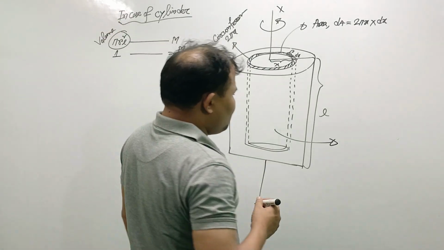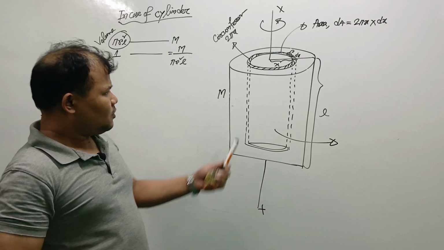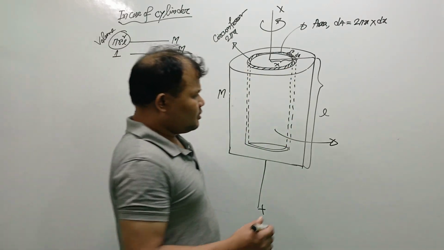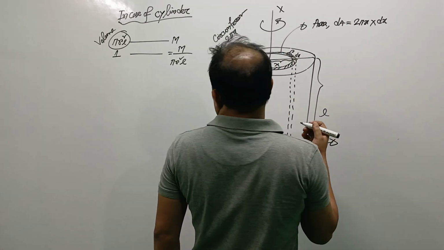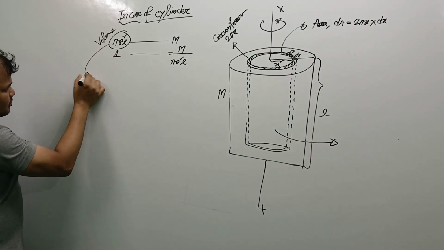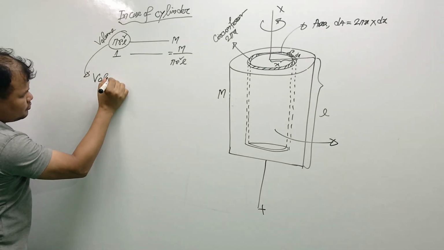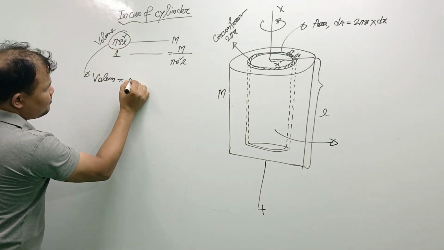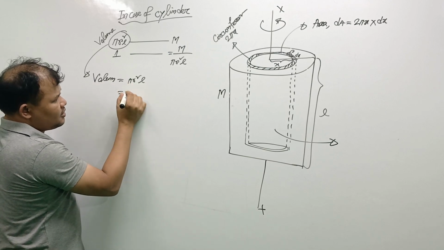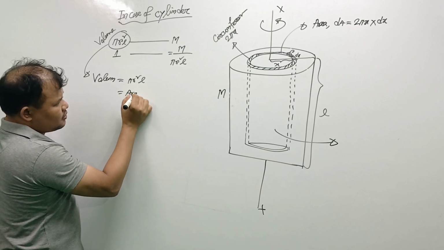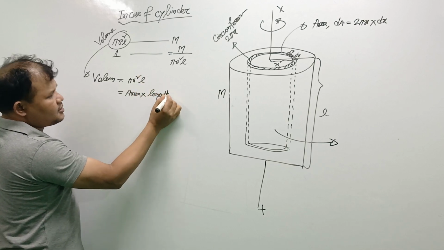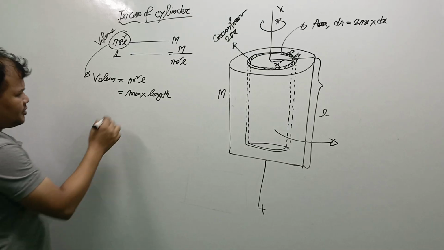Okay, now our duty is to find out the volume of this very smallest cross sectional area. We know the formula of volume will be pi r square L. Pi r square means area, and L means length. This is the equation to find out the volume of a cylinder.